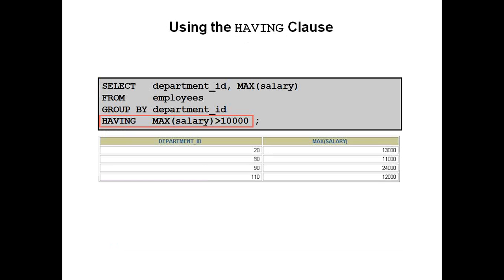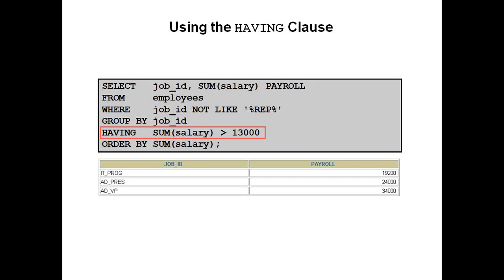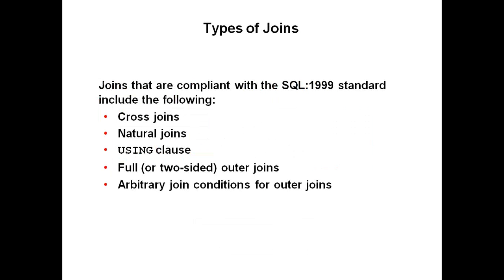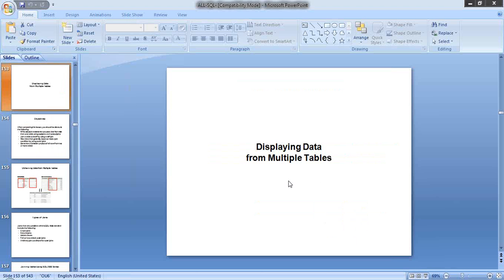So select department ID, comma maximum salary from employees, group by the department ID, and having maximum salary greater than 10,000. So the meaning here is we want to display the department ID and the maximum salary for the departments which are having maximum salary greater than 10,000. So basically this is what we are going to do. So that is how we have the things in place with the group functions.